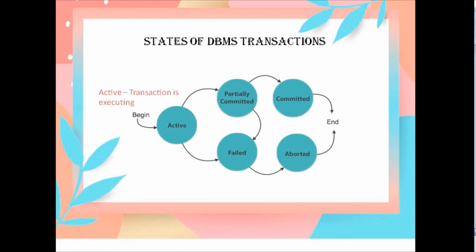States of DBMS transactions. First, active. In this stage the transaction starts executing. Second, failed. Here the transaction has failed and moves to the aborted stage to complete the transaction. Third, partially committed, which means a step before the final transaction, like the amount in the ATM is deducted from the account, but the ATM machine did not dispatch the cash. Fourth, aborted. Changes made by a transaction are cancelled. Fifth, committed. Changes done during the transaction are updated in the database.